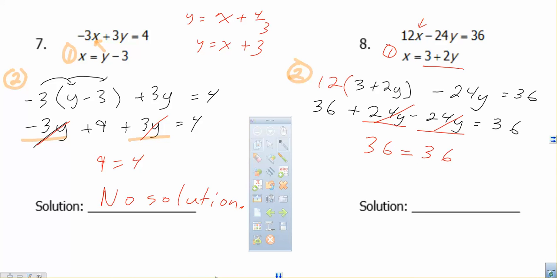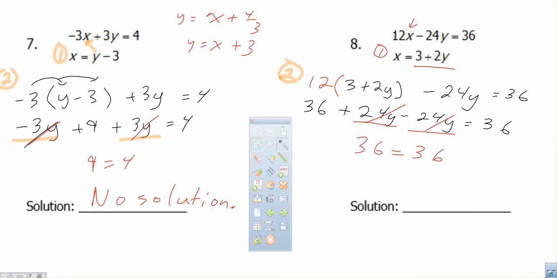Is that true or false? Well, 36 is always 36, so this is always a true statement, which means we don't just have one solution, we have infinitely many. Infinitely many solutions.